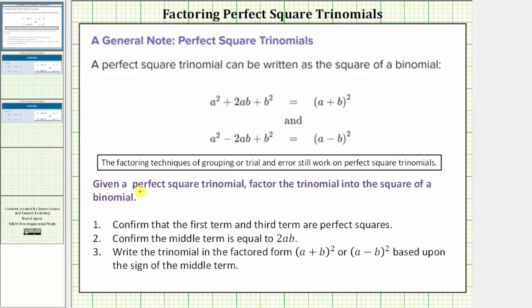Therefore, to factor a perfect square trinomial, step 1, we confirm that the first term and third term are perfect squares. This allows us to identify the values of a and b. Step 2, we confirm the middle term is equal to 2ab, or 2 times a times b. And then step 3, we write the trinomial in factored form, which is the quantity a plus b squared, or the quantity a minus b squared, based upon the sign of the middle term.